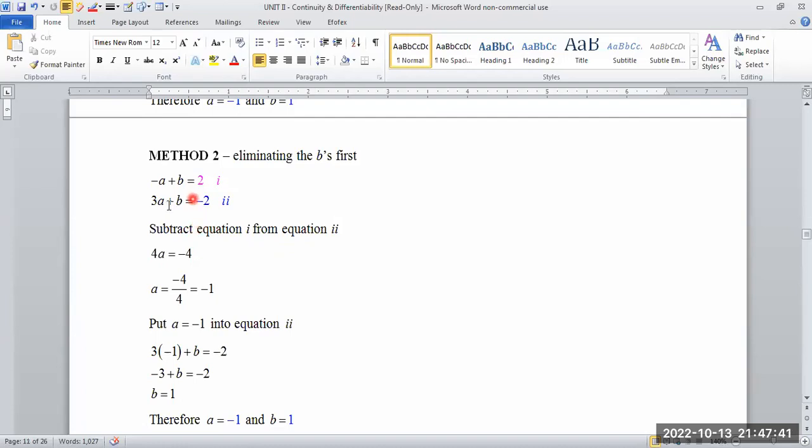So method 2 is me recognizing that the b's are the same, and if I subtract one from the other, I get them to be 0. So I'm subtracting equation 1 from 2. When I say subtract 1 from 2, it means that we have 2 minus 1. When I subtract equation 1 from 2, I write it on paper.